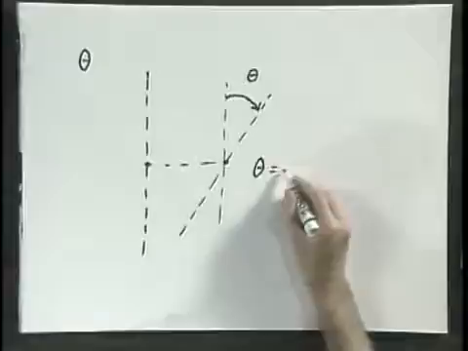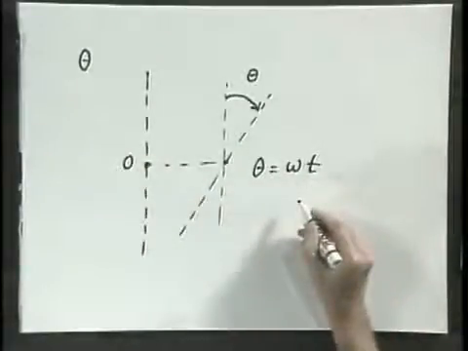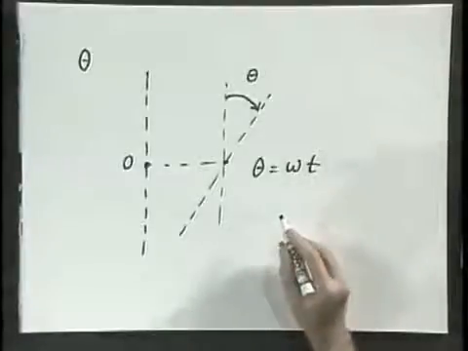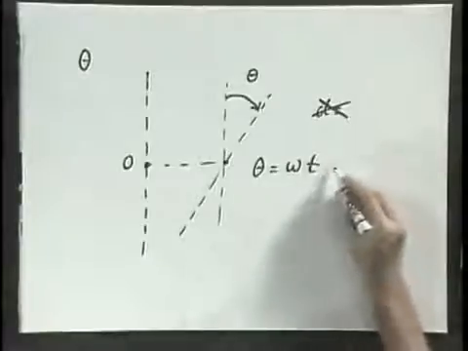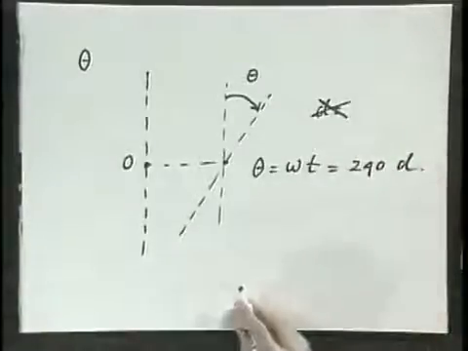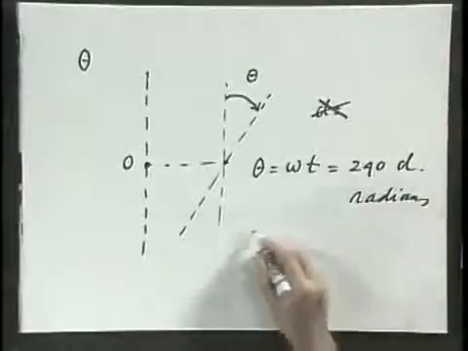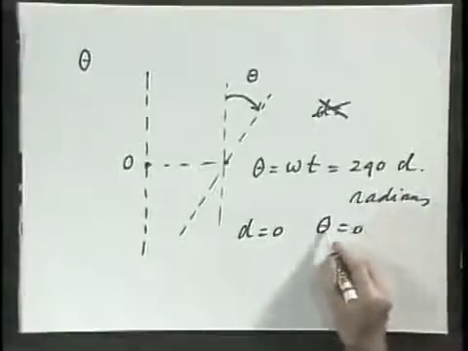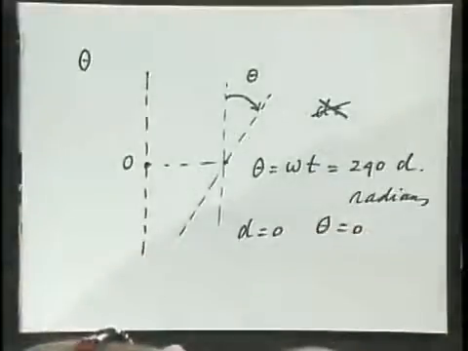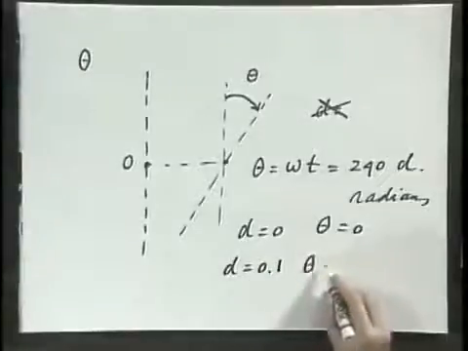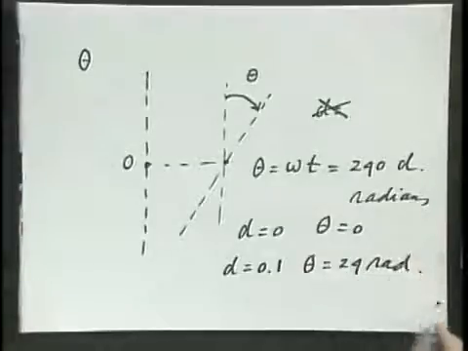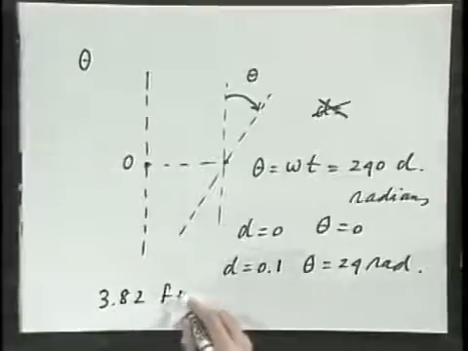Then theta equals omega t. This is the center O, center of mass. And we know omega. Omega is 24d, so we have 240d in radians. And so if you took d equals 0, notice that theta equals 0. That's immediately obvious, because if I hit it right at the center, then of course there is no angular velocity, and if there is no angular velocity, then theta will remain 0. There will only be a translational velocity. If d were 0.1 meters, then theta would be 24 radians, and 24 radians is about 3.82 full rotations.